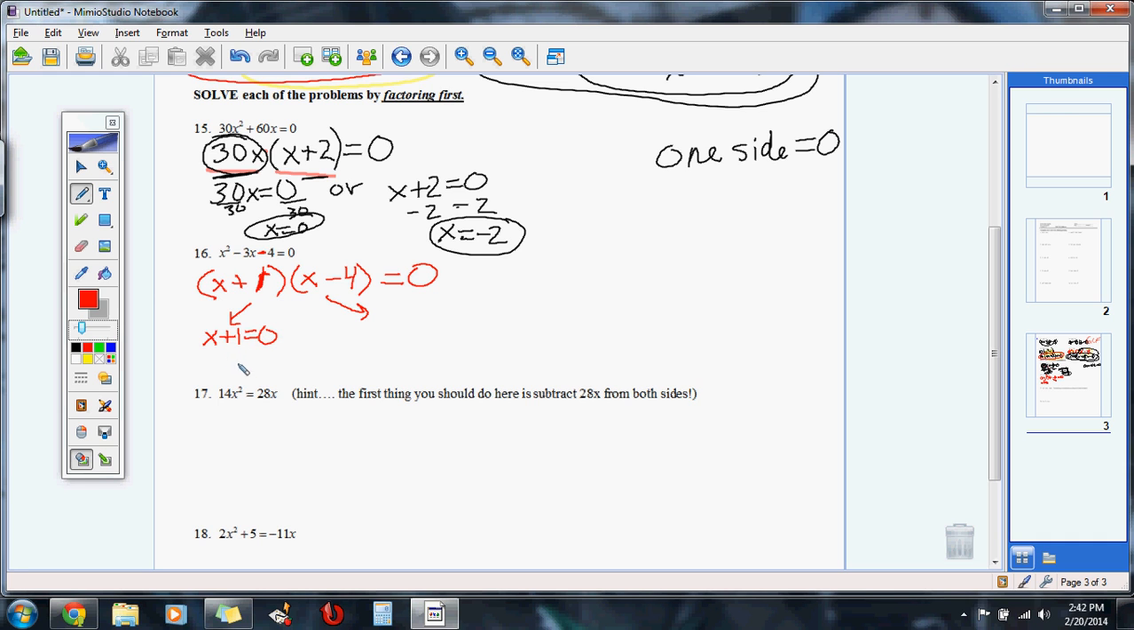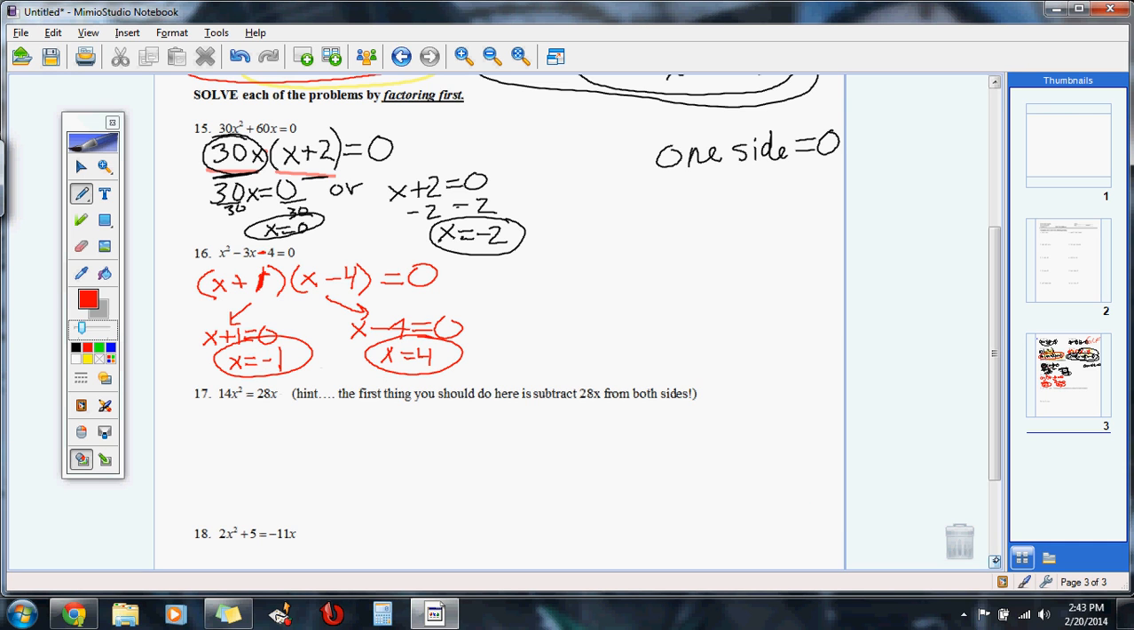So x plus 1 equals 0, which ends up being -1, or x minus 4, this pen is getting crazy on me here, sorry, equals 0. So add 4 to both sides and we get x equals 4. So two possible answers are +4 and -1.